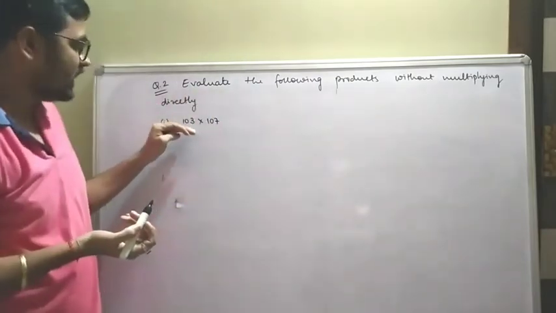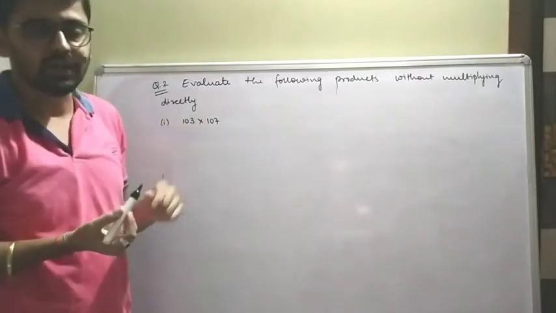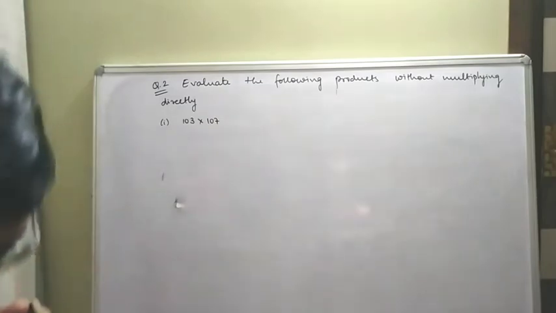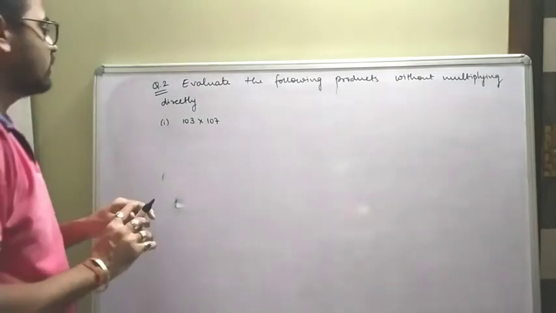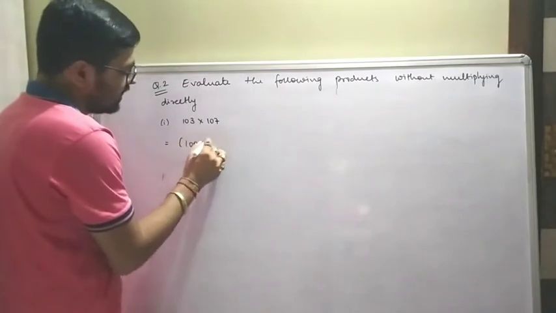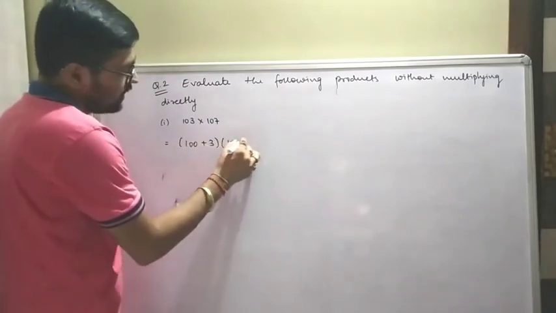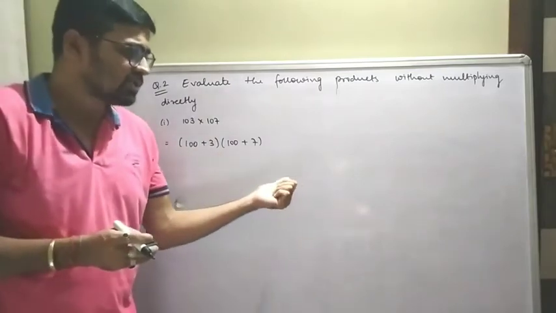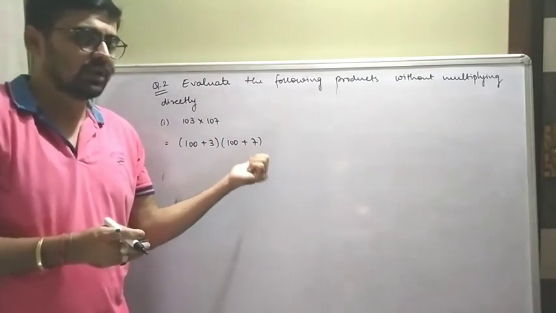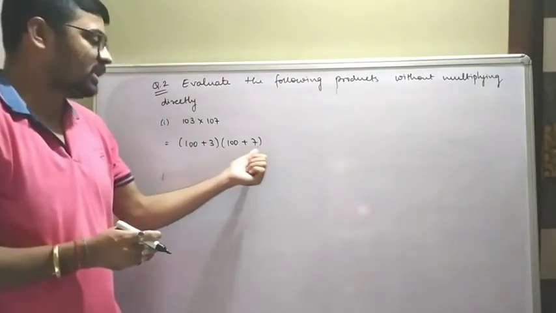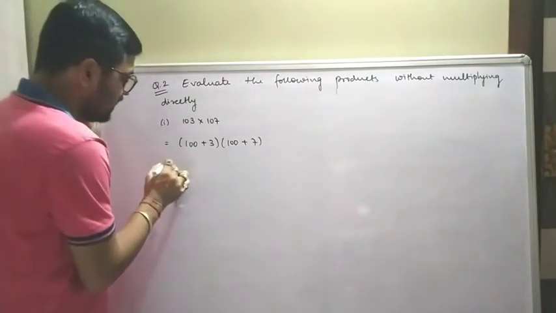Here I have 103 into 107. Simple. Now how can we solve this? I told you in the last video that we can write this as (100 plus 3) into (100 plus 7). So it is kind of the same identity, x plus a into x plus b. Consider x as 100, a as 3 and b as 7.